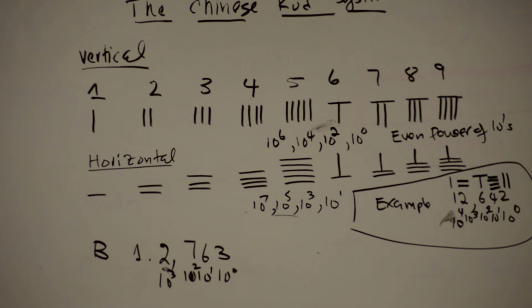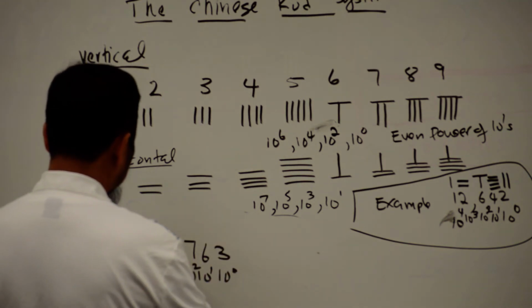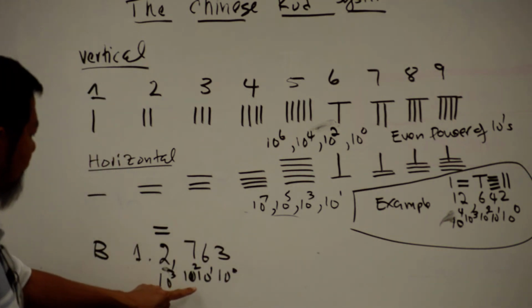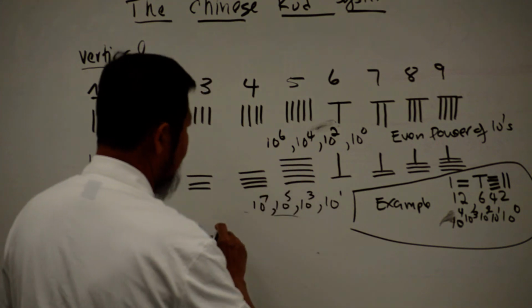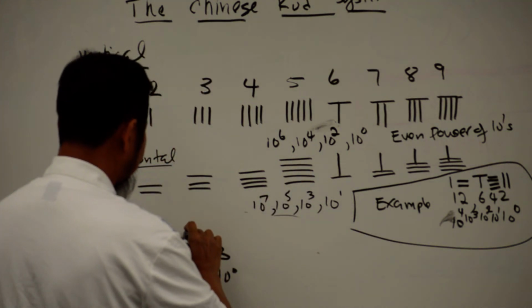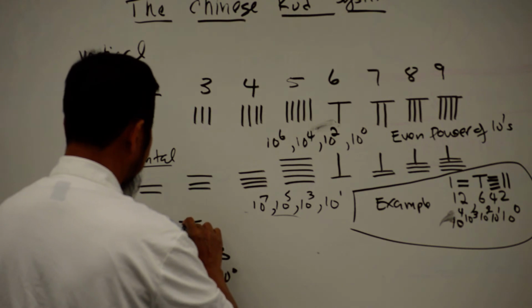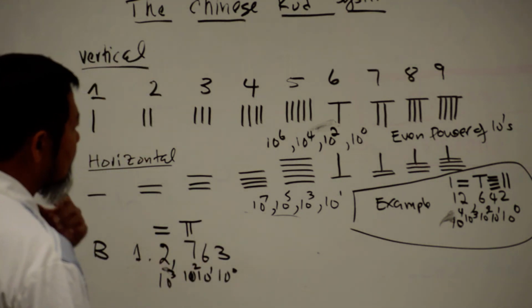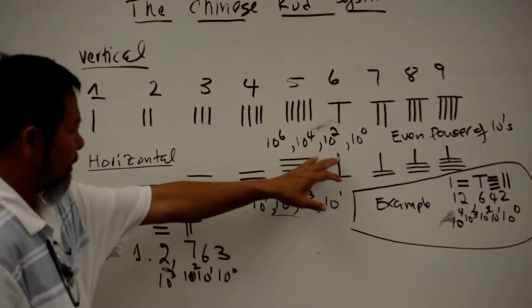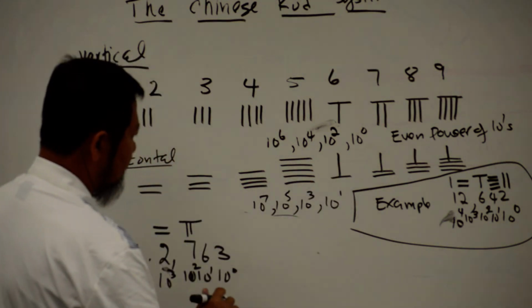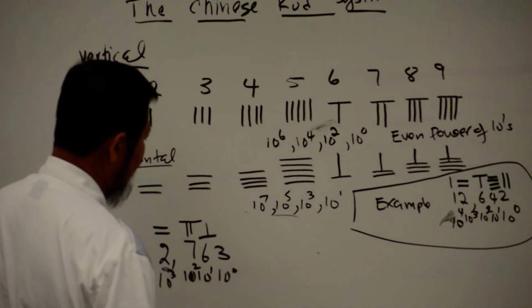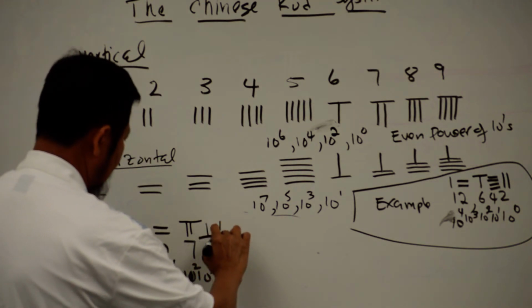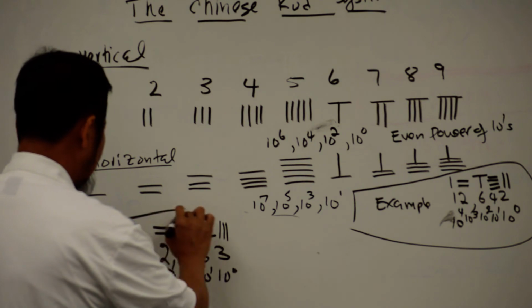Okay. So for 2, we know that in the 1,000 place, that's an odd power, so that's this horizontal line. For 7, I have to use the vertical line because it's 10 to the second, that's an even power. And for 6, 6 is 10 to the first, so in the odd power, it's horizontal, and 3 is vertical again, going back to the even power. So that's the answer for me.